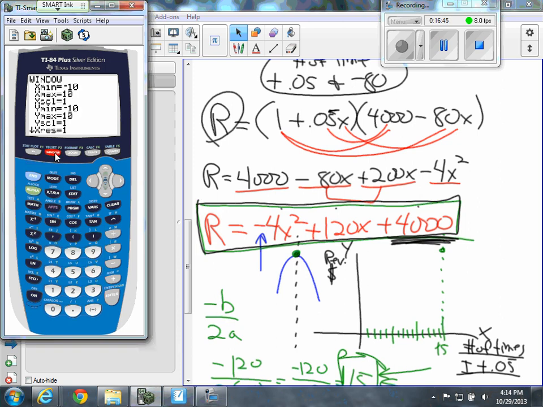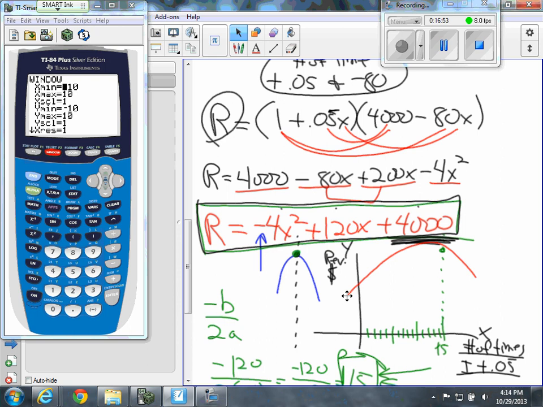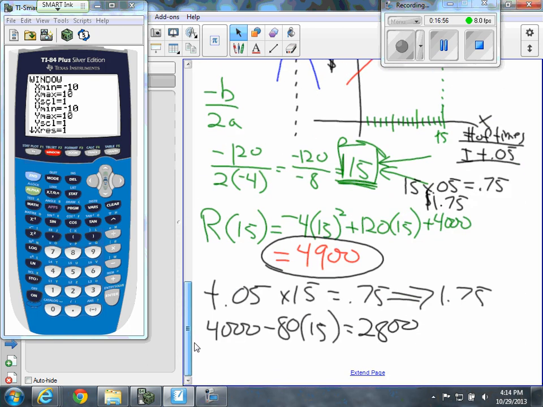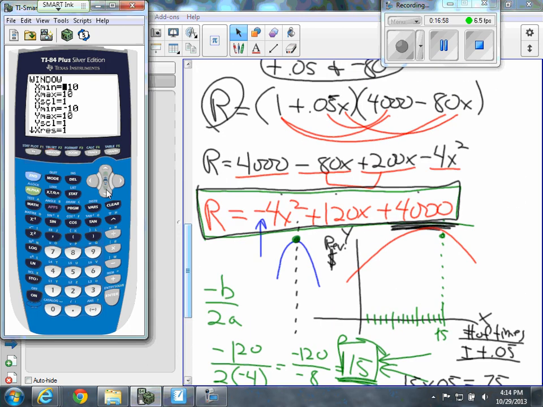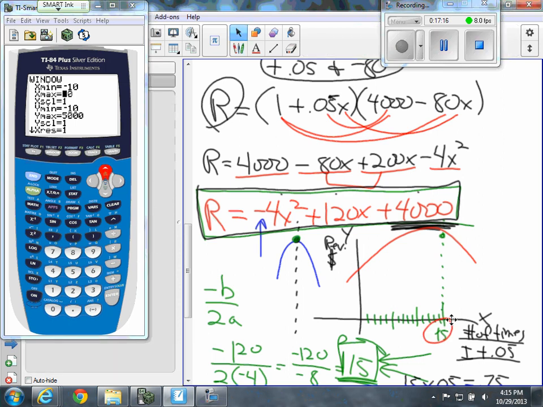And since I know it's a parabola, and I know it's going to probably go up somewhere here, and I know that the maximum is going to be 4,900 because that's what I discovered down here, I'm going to focus on my y maximum, and I'm going to make my y maximum 5,000. Now, I also know that my vertex is at x equals 15, right here. So I want to make my x maximum greater than 15. I think I'll make it 20.